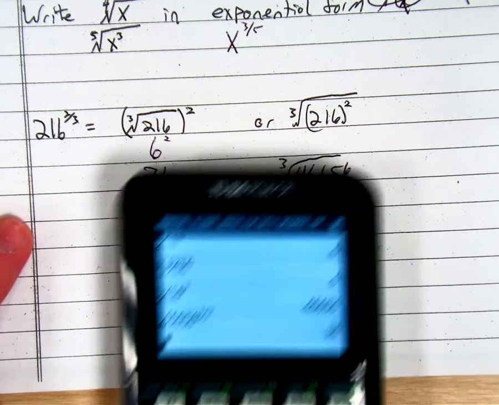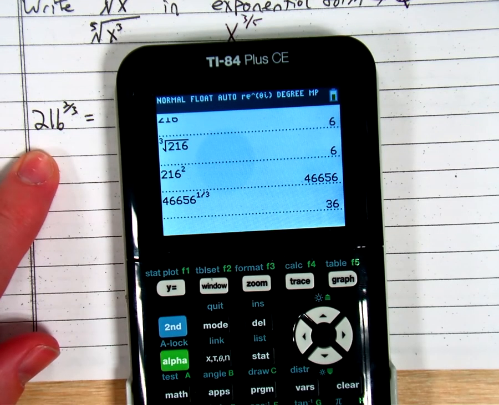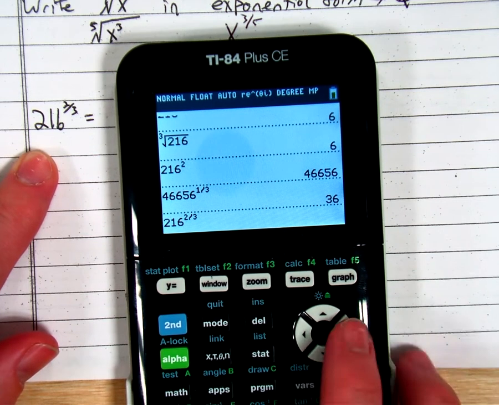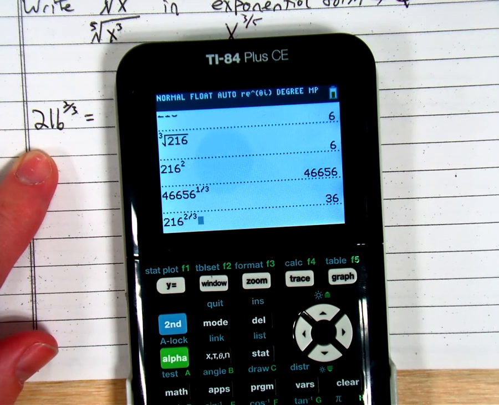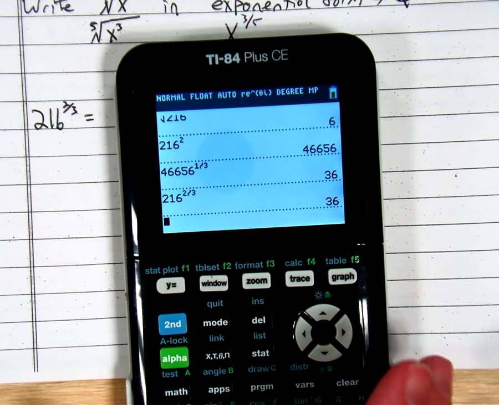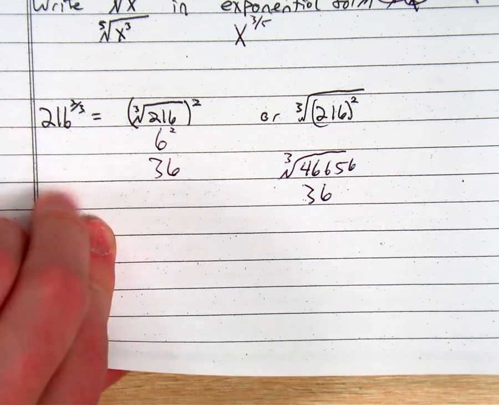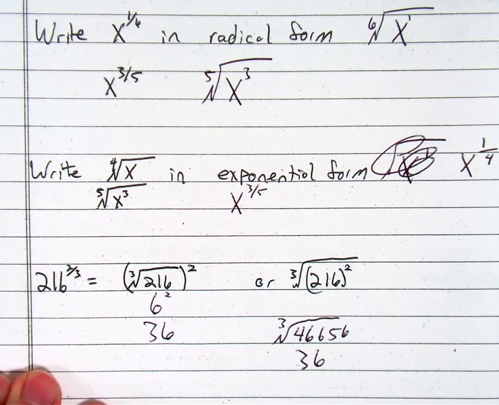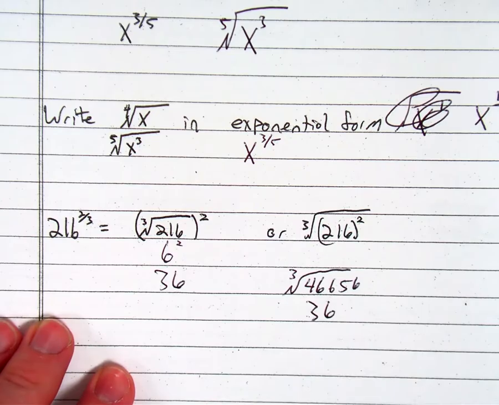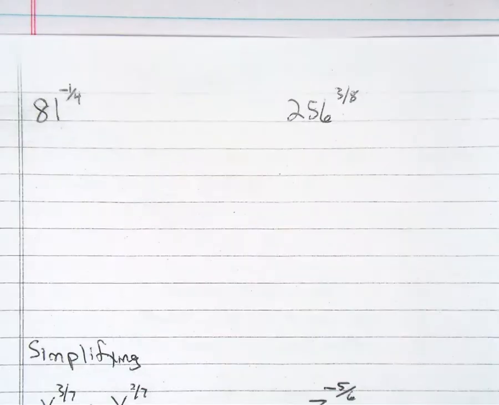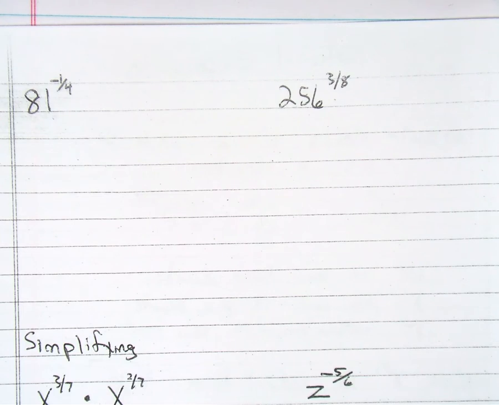And then if you want to check yourself, of course, you could have just done this right away. 216 to the 2/3 power. Ta-da! Fun with numbers. And, of course, what would it be if we just left it stay there at the easy stuff? Let's make it a little harder.